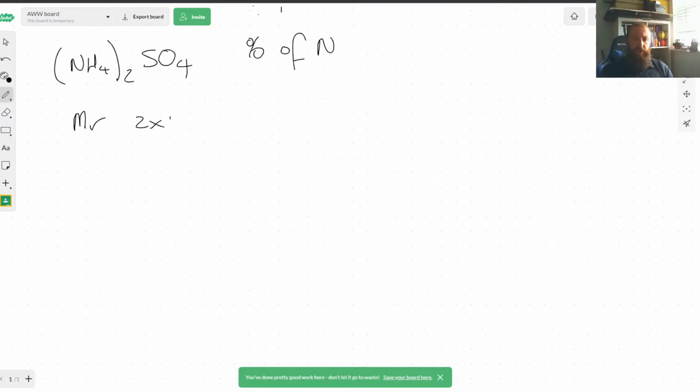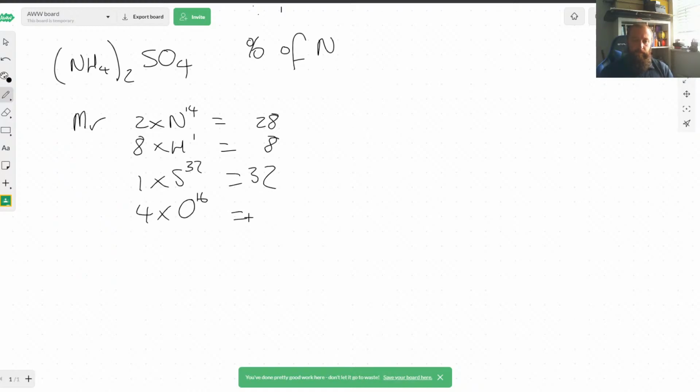I've got 2 nitrogens, because remember, everything inside the brackets is multiplied by the 2, so that's 28. I've got 8 hydrogen. I've got 1 sulfur. And I've got 4 oxygen. Add those together. 8, 16, 18, 22. And then I've got 2, 5, 11. There's 132.